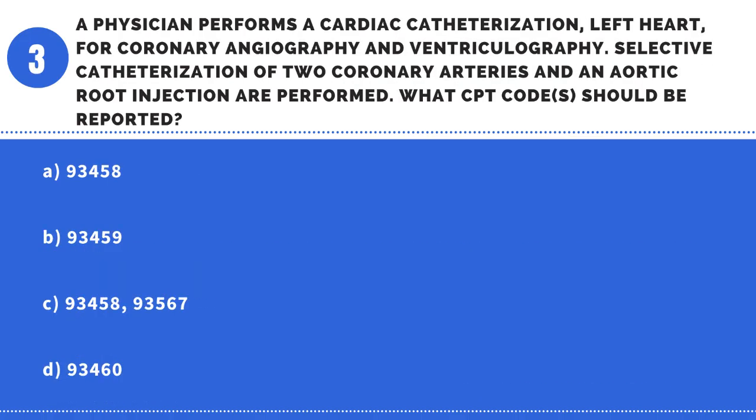Question 3. A physician performs a cardiac catheterization, left heart, for coronary angiography and ventriculography. Selective catheterization of 2 coronary arteries and an aortic root injection are performed. What CPT code should be reported? A. 93458. B. 93459. C. 93458, 93567. D. 93460.